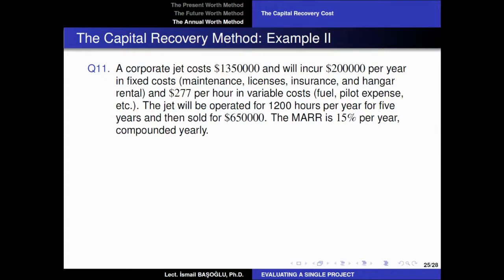A corporate jet costs $1.35 million and will incur $200,000 per year in fixed costs of maintenance, licenses, insurance, and hangar rental, and $277 per hour in variable cost of fuel, pilot expense, etc.